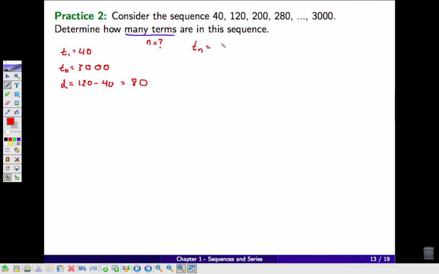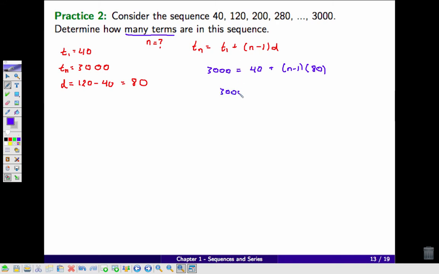So recall from part 1 or in your notes, here's the formula: Tn equals T1 plus n minus 1 times D. That's to find Tn. Now we're going to substitute what we know and solve for n. So what do we know? Well, we know that 3,000 is going to go in for Tn. We know that 40 is going to go in for T1. And then, of course, we don't know n. That's what we're going to solve for. And D is 80.